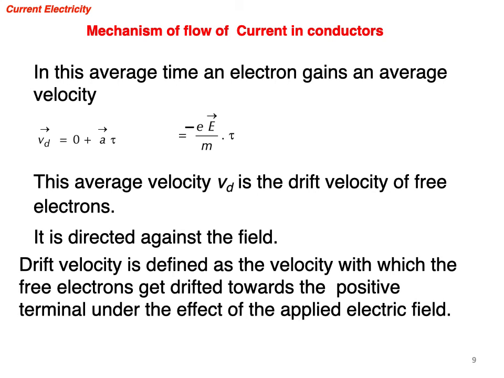The drift velocity is defined as the velocity with which the free electrons get drifted towards the positive terminal under the effect of applied electric field. Remember, the thermal motion does not cause current. The drift velocity causes the flow of current. The drift velocity is provided to the free electrons by external electric field. And this has a typically very low value of 1 millimeter per second, as we will discuss later.